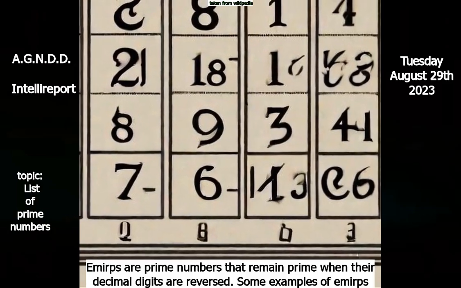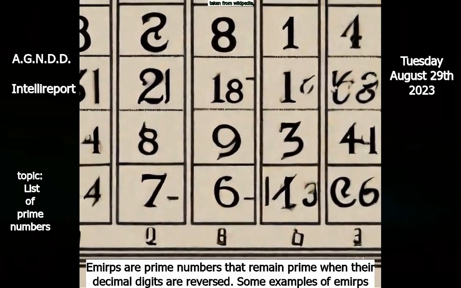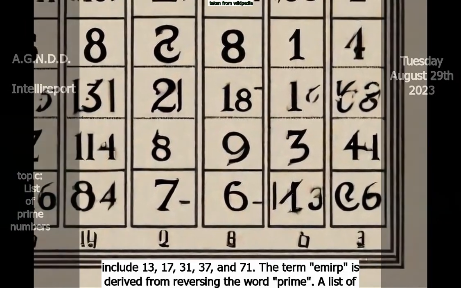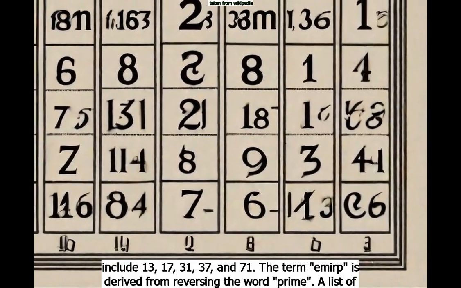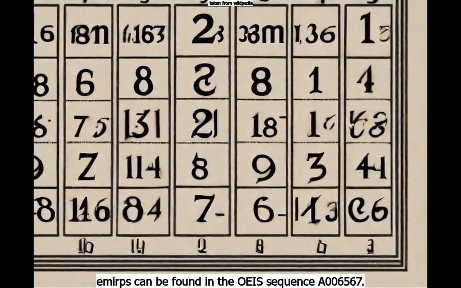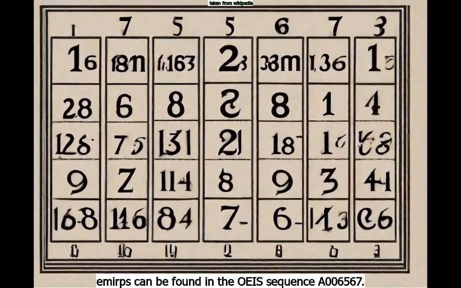EMIRPs are prime numbers that remain prime when their decimal digits are reversed. Some examples of EMIRPs include 13, 17, 31, 37, and 71. The term EMIRP is derived from reversing the word prime. A list of EMIRPs can be found in the OEIS sequence A006567.